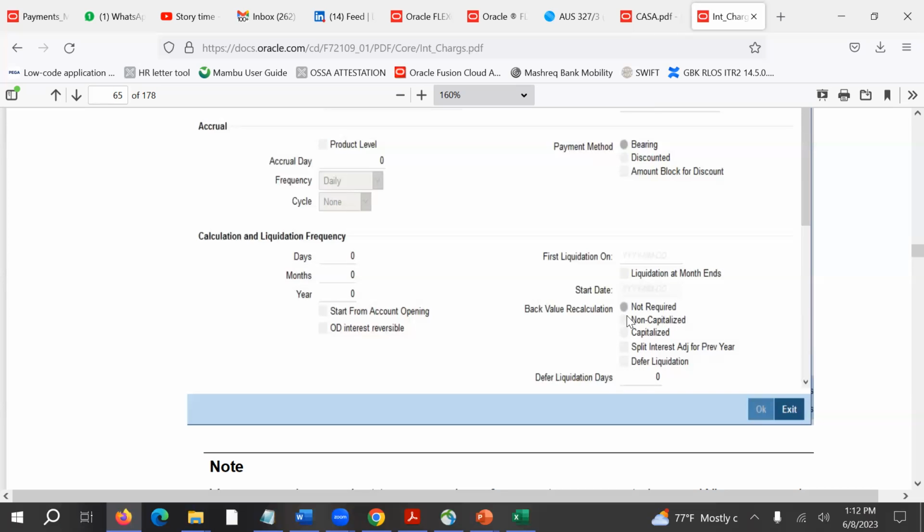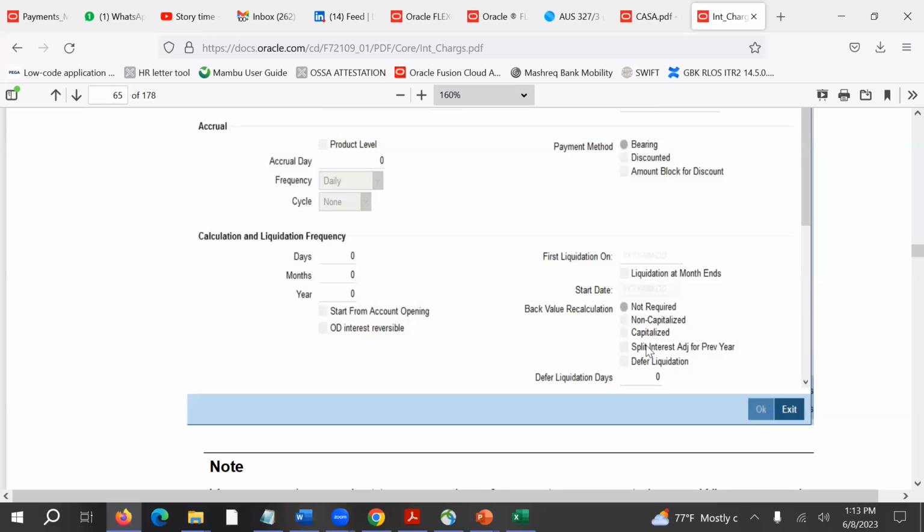So here, if I say back-validated calculation is not required, but I do the rate change for the previous month, then I'm losing the interest, right? So deferred liquidation is like I calculate interest and everything, and I wait for this many days. Let's say I put 2 days, the system will wait for 2 days, and on the third day the system will post the accounting entry in the customer account.